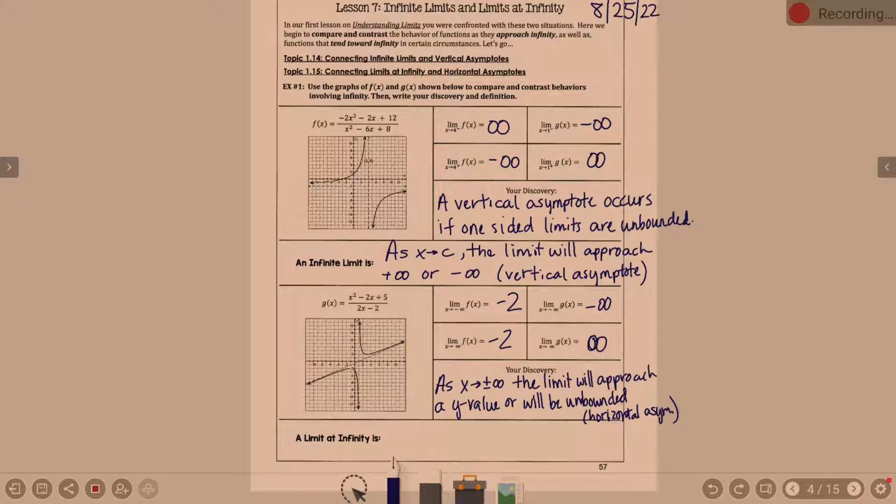So I pretty much have the exact same thing written in the bottom. Did I do that on purpose or accident? I wonder if I put the wrong thing in Discovery. Oh well. As x approaches positive or negative infinity, the limit will approach some y value or will be unbounded. And again, we're referring to horizontal asymptotes. It also talks about slant asymptotes. Do I need to rewrite that? I put the same thing, but it makes me wonder. I don't know. I'll have to look at the answer key later and see.